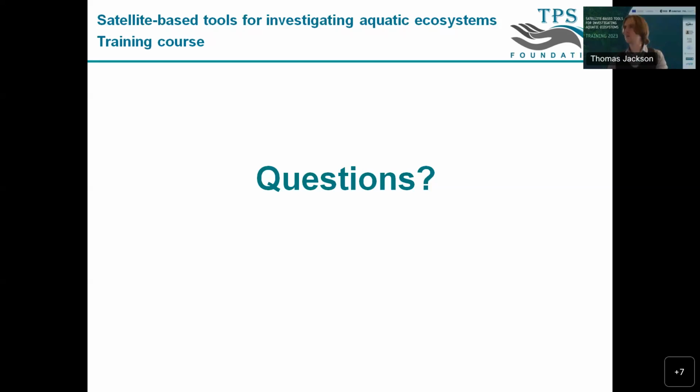For example, this is a paper from Dimos Flaganos, which is looking at seagrass extent mapping across the Mediterranean. But that group does a lot of work on seagrass, the seagrass beds.